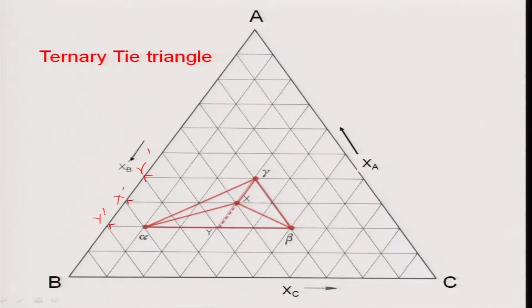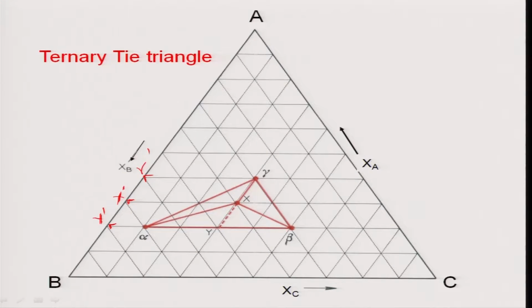So the first job is that you extend this line so that it hits the point Y, on the line between alpha and beta. If it hits the point Y, then I can measure the volume fraction of the phase gamma and the volume fraction of the phase Y. Now, what have I done? I have assumed that this alloy X has separated into 2 phases, gamma and Y. Now Y is again separated into 2 phases, alpha and beta.